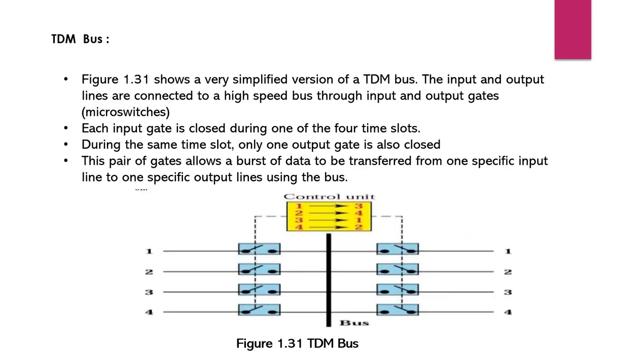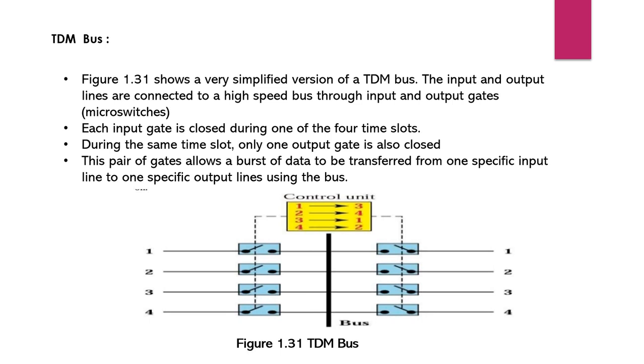The next one is a TDM bus. This shows a very simplified version of a TDM bus. The input and output lines are connected to a high-speed bus through input and output gates, that is, the micro switches. Each input gate is closed during one of the four time slots. During the same time slot, only one output gate is also closed. This pair of gates allows a burst of data to be transmitted from one specific input line to one specific output line using the bus.